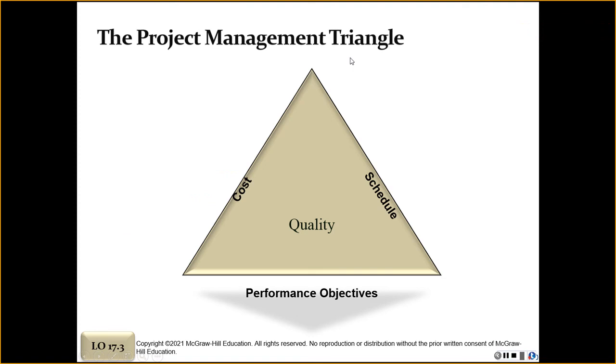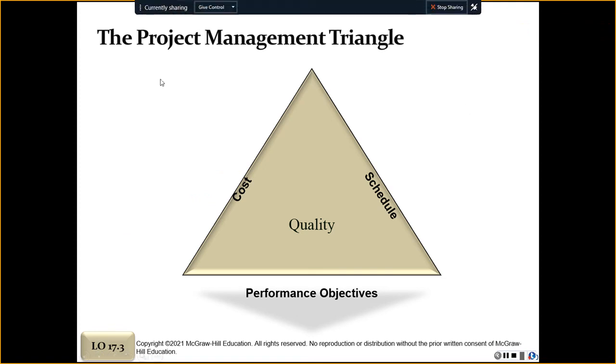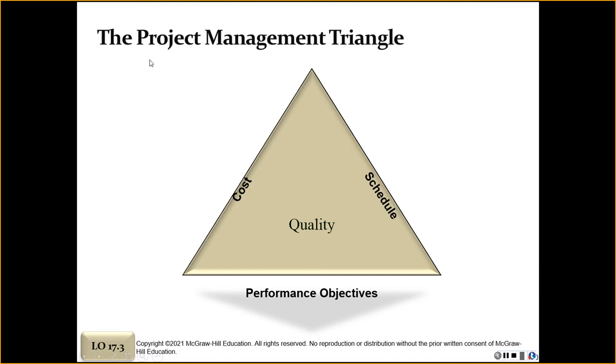So there are several responsibilities of a project manager, and it can be summed up by using what's called the project management triangle. This triangle illustrates the three constraints of projects: your cost, which is the budget, the schedule, and then you have the scope or the performance objectives. Now, all three have an equal effect on the quality of the project. So in the middle, you have quality.